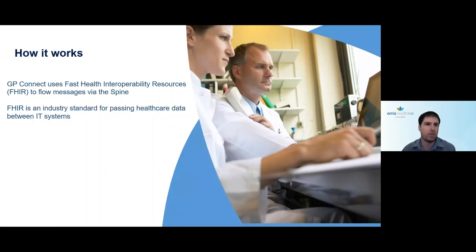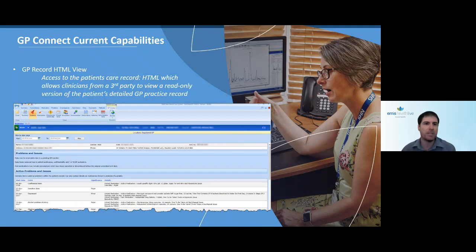So how does it work? GP Connect works using Fast Healthcare Interoperability Resources, or FHIR, to flow messages via the spine. FHIR is an industry standard for passing healthcare data between IT systems. And the current capabilities of GP Connect are, we've got the GP record HTML view. This allows access to the patient's care record in HTML view form, which allows clinicians from a third party, so another clinical system, to view a read-only version of the patient's detailed GP practice record.